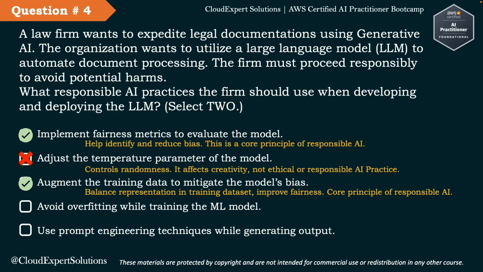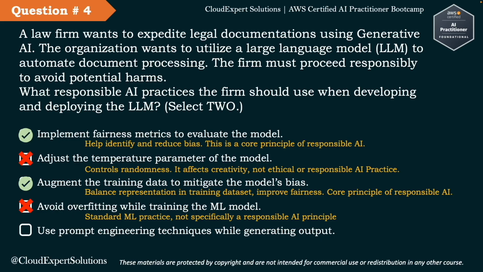Option number 4, avoid overfitting while training the ML model. While avoiding overfitting is good for generalization, it is a standard machine learning practice, not specifically a responsible AI principle related to fairness or harm mitigation. That is why option number 4 is also not correct.